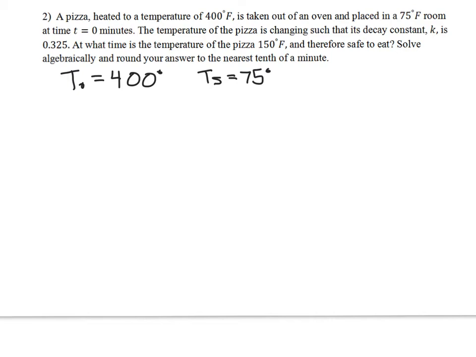And that is happening at time t equals 0. Now, the temperature of the pizza is changing such that this time I'm given the decay constant. So K is equal to 0.325. That'll be important in setting up our equation.